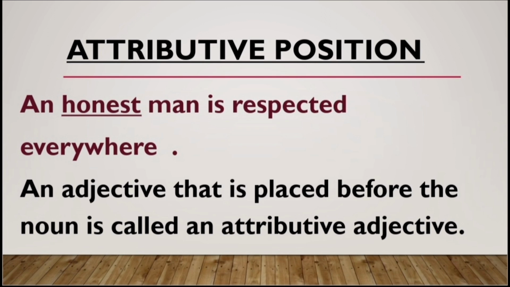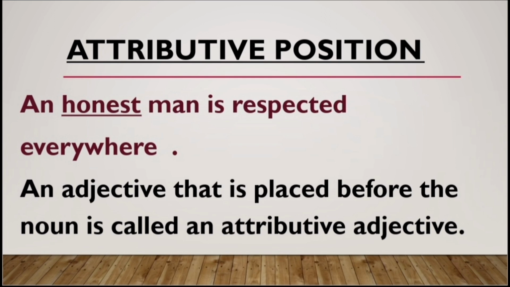Attributive position. Let us have a look at this sentence. An honest man is respected everywhere. In this sentence, the adjective honest is placed before the noun, and the noun is a person, that's a man. So it is used as an epithet or an attribute. Therefore it is said to be used attributively.